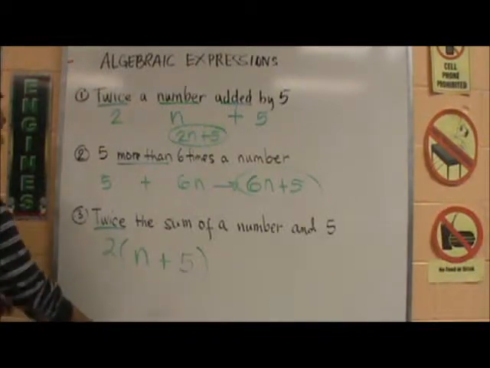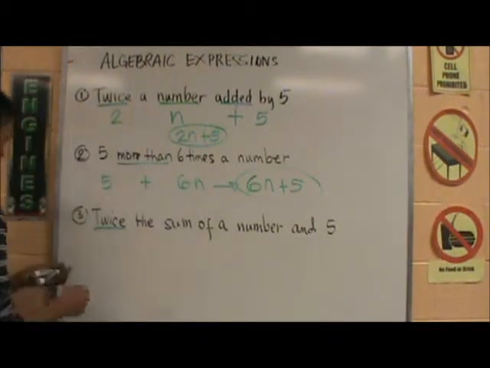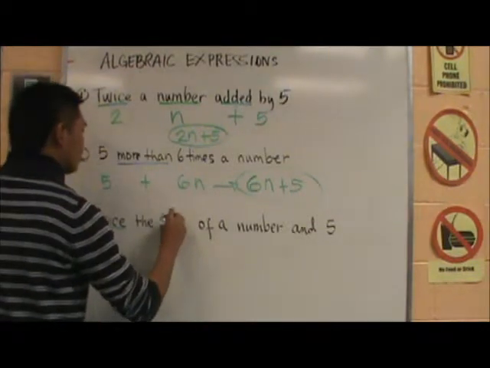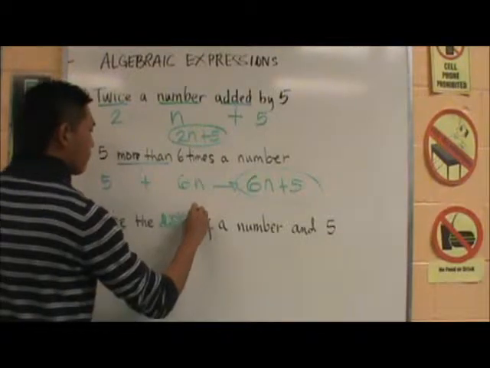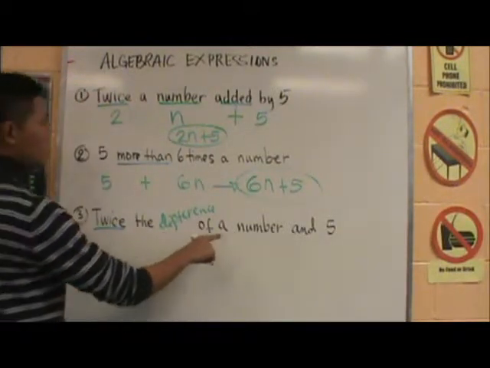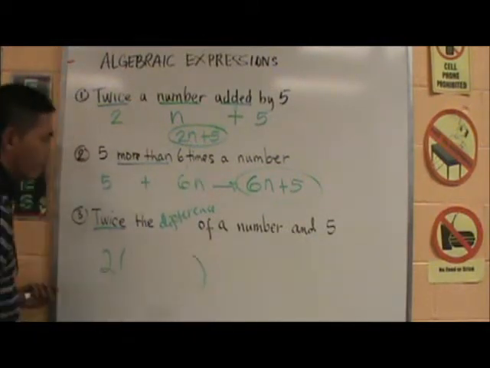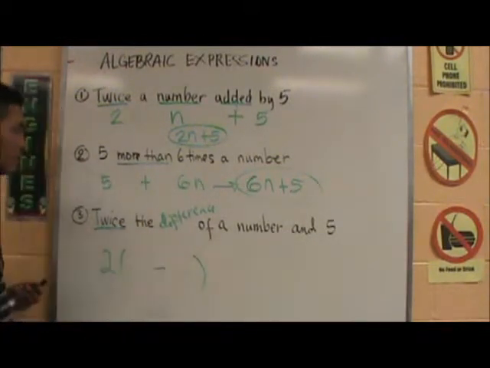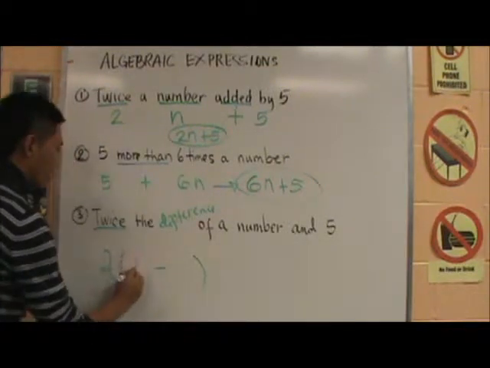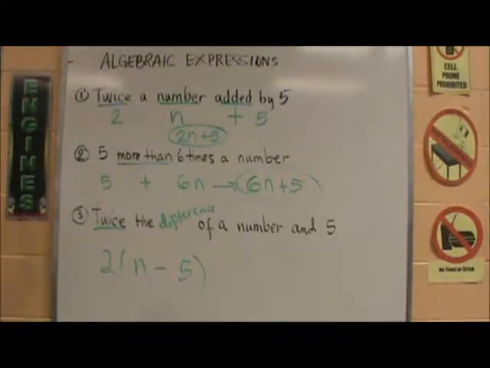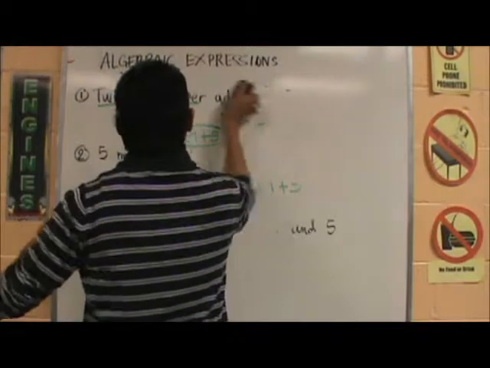Now, how about if I make it twice the difference? I'll make it difference this time. Twice the difference of a number and 5. So again, twice, 2 times what? The difference of what? Of a number and 5. Here you go, that's about it. 2 parentheses n minus 5. That's it. Okay. Now, let's do number 4.